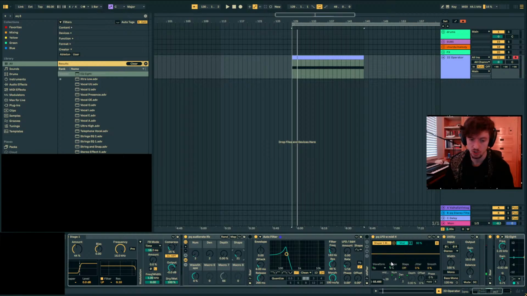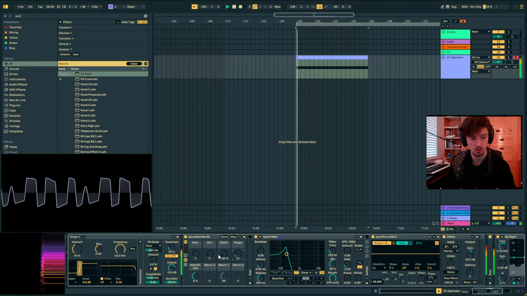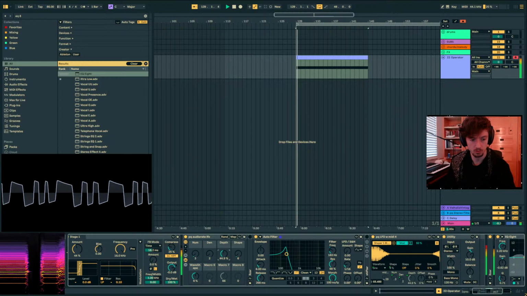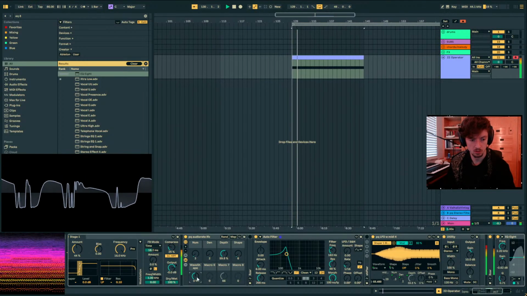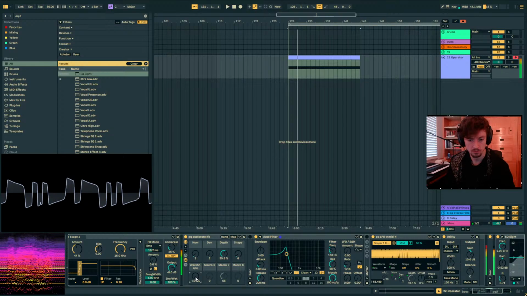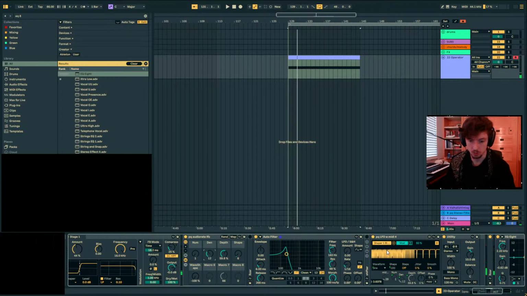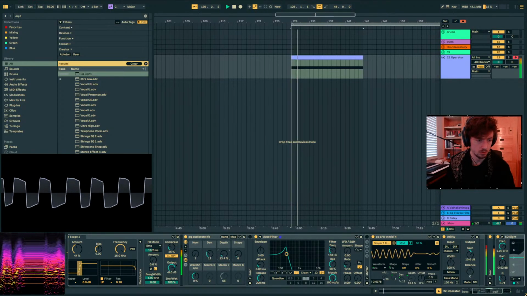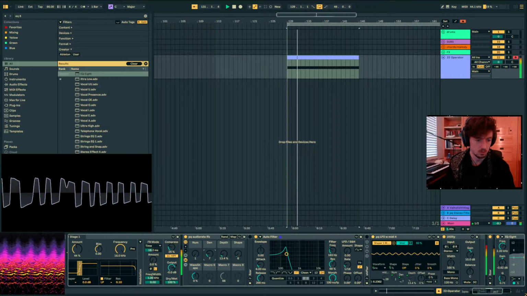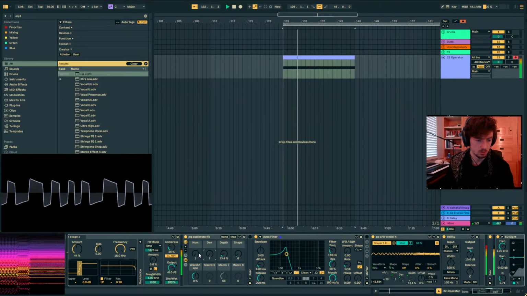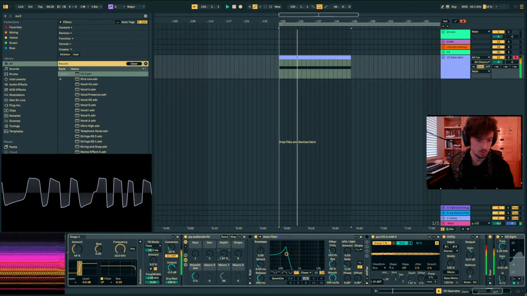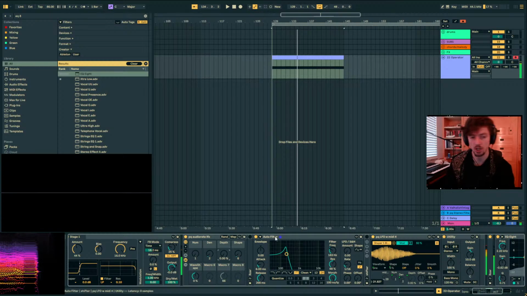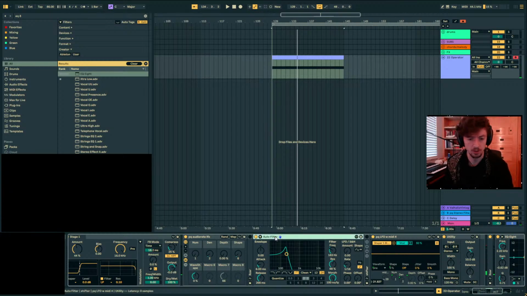And then we can always change the shape, so we can make this a saw wave, or sine wave. And then we can also make this move really, really slow, which I think can work really well on some bass sounds, probably.